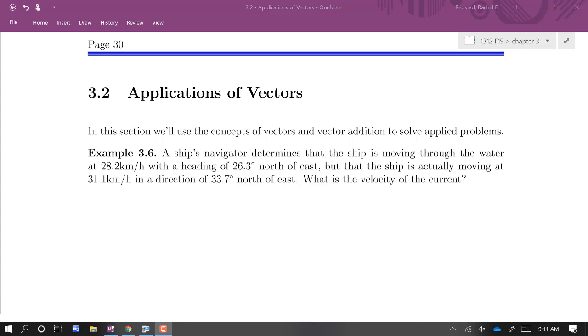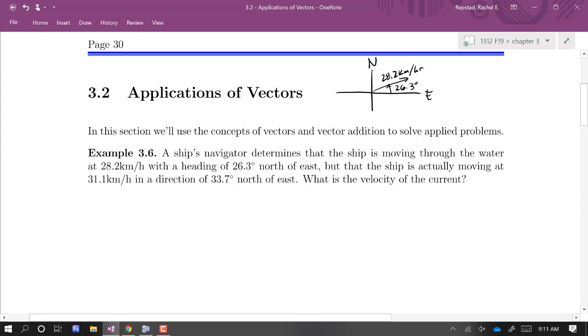Here we have a ship's navigator who determines the ship is moving through the water at 28.2 kilometers per hour with a heading of 26.3 degrees north of east. If we impose the usual kind of compass direction, with this being east and this being north, 26.3 degrees north of east is a standard position angle. So they've already given us that information, 28.2 kilometers per hour. So we have the magnitude and direction of that velocity.